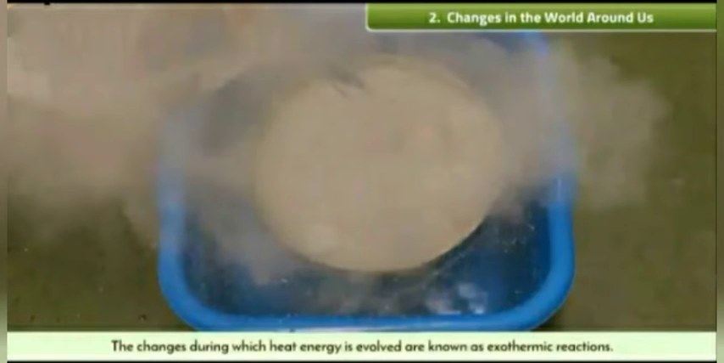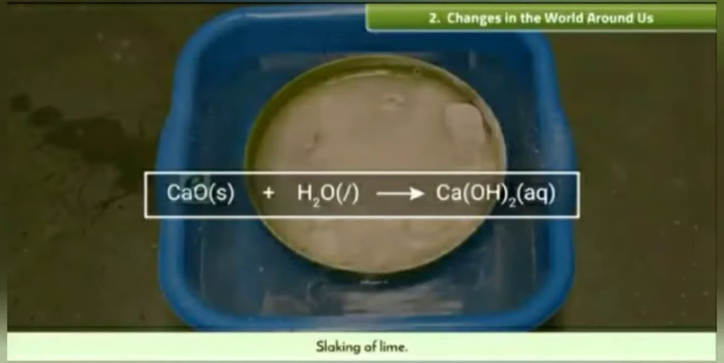The changes during which heat energy is evolved are known as exothermic reactions. For example, slaking of lime.